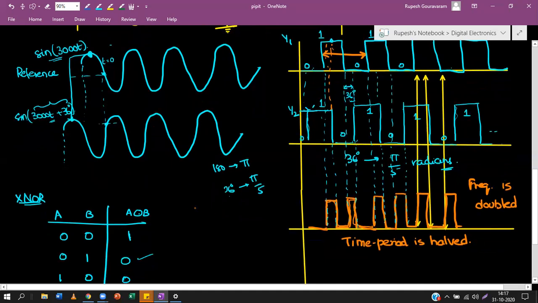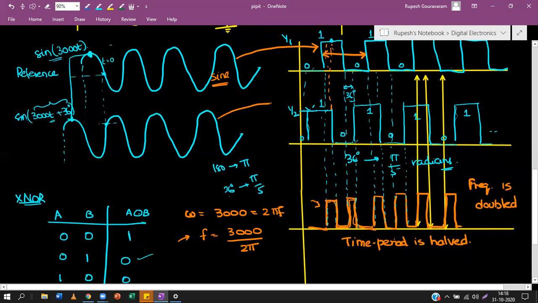Actually, what is the frequency? From the given question, we can see that omega is 3000, and omega is equal to 2 pi f, so f is 3000 by 2 pi. This is the frequency of the original sine wave. And also see that whatever the frequency of the sine wave, the same will be the frequency of the rectangular wave here. And the final rectangular wave's frequency is doubled.